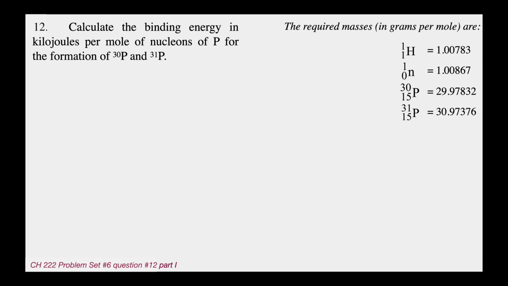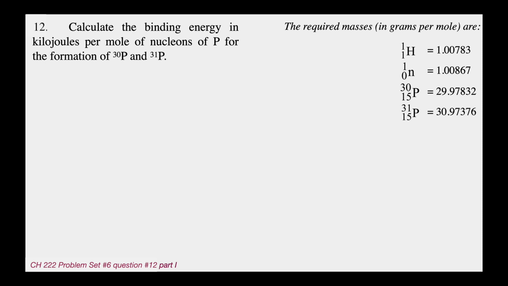Calculate the binding energy in kilojoules per mole of nucleons for phosphorus in both the formation of phosphorus-31 and phosphorus-30. Now this is a really cool problem, and I'm going to break this question down into 3 different slides. In the first, we're going to look at the formation of phosphorus-30 and how to find the binding energy per mole of nucleons. In the second slide, we're going to look at the binding energy and how to calculate it for phosphorus-31 and the binding energy per mole of nucleons. And finally, we're going to compare the 2 answers and talk about what the answers actually mean.